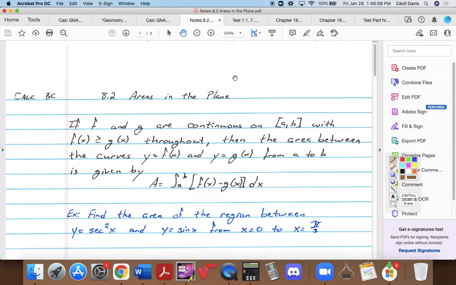Because what is it that f of x minus g of x tells us? Well, it's telling us the distance between the two. Multiplied by a small width gives you an area, right? So then we add all those areas together, which is what the integral does, and we get the whole area.